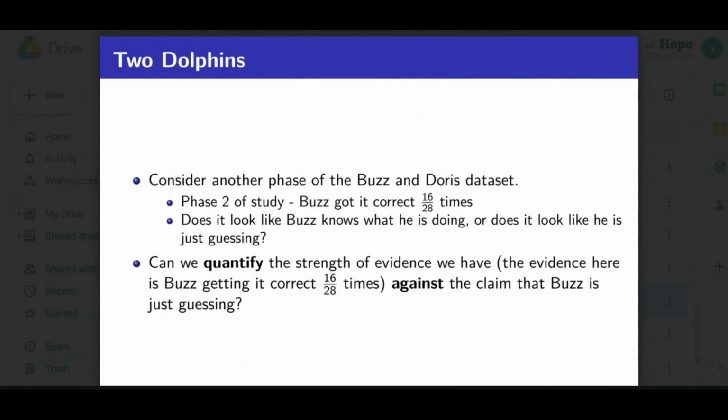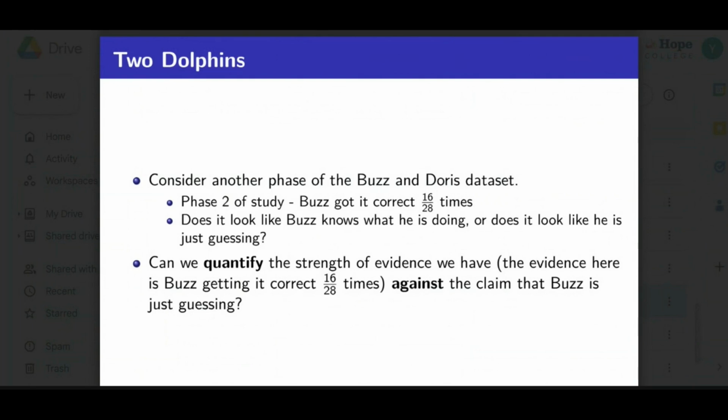If I want to quantify how rarely I see scores like 16 out of 28 when I guess, what do I need to do? Do I still flip a fair coin? Is the coin still a 50-50 coin? Did the scenario change? Is it still a true-false test? It still is. So you still use a 50-50 coin. But how many times do I toss the coin? 28 times. Why?